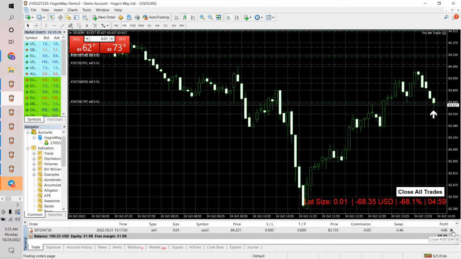Now, that down arrow, that candle did close with the buy arrow intact. So I'm going to close one of my sell trades that's in profit so that that can act as a buy trade for us.